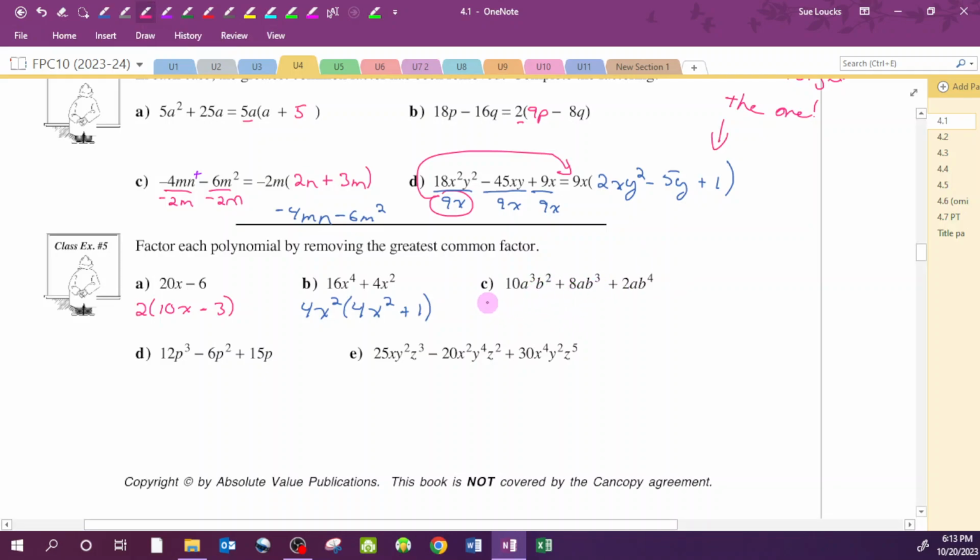Okay? This is 2ab squared times 5a squared plus 4b plus, I've got 2, I've got the a, I've got b squared, I need another b squared. There we go. Okay. Here my common factor is going to be 3p. So I've got a 4p squared left and a minus 2p and a plus 5.